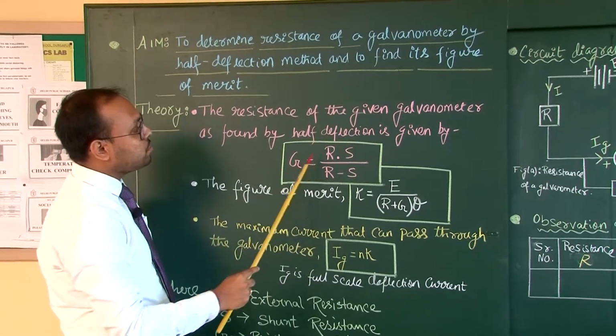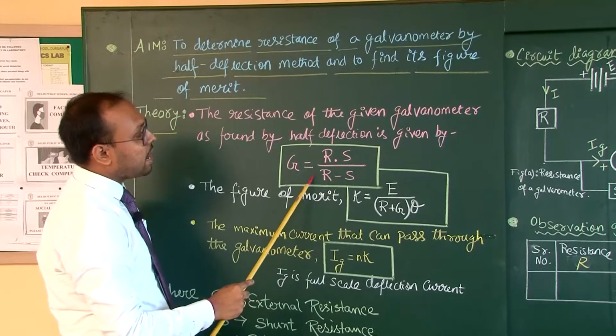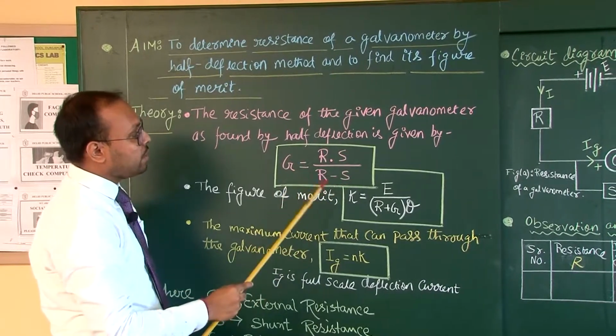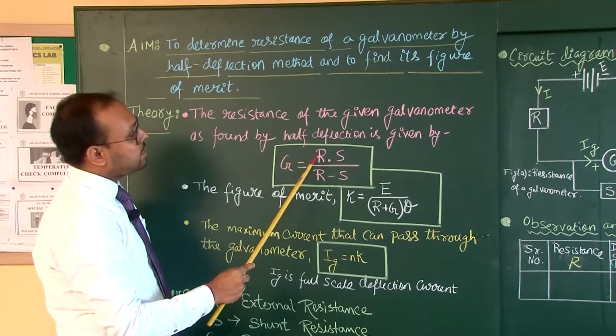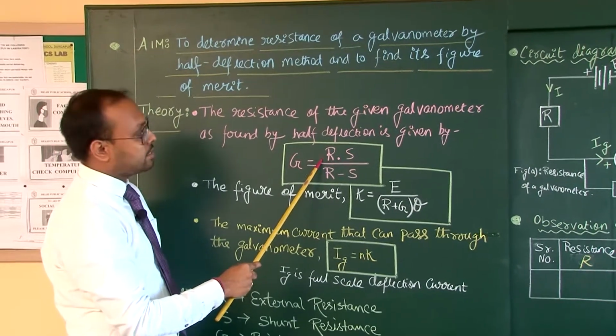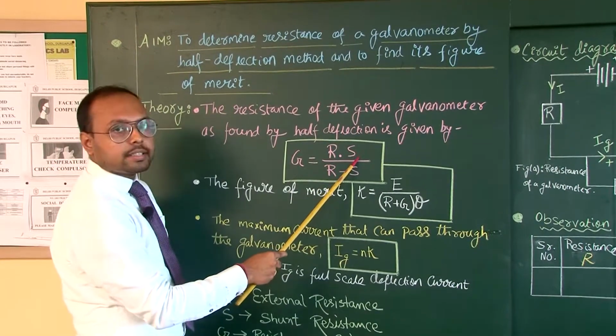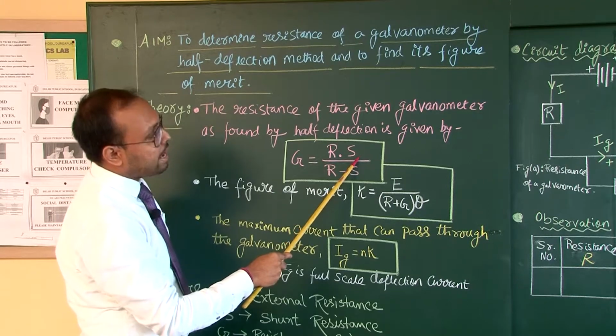We are using G equals R into S divided by R minus S. What does this R stand for? R stands for the external high resistance. S stands for the shunt resistance. The shunt resistance means a low resistance connected in parallel to the galvanometer.